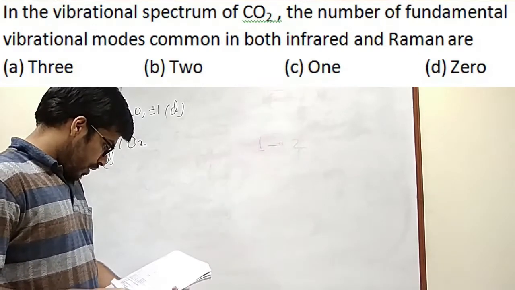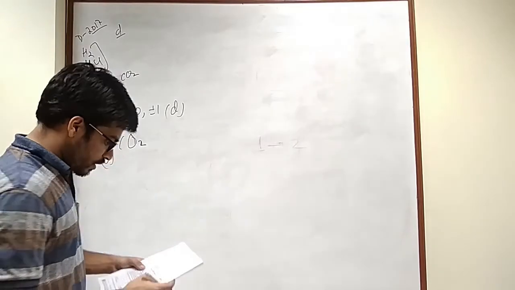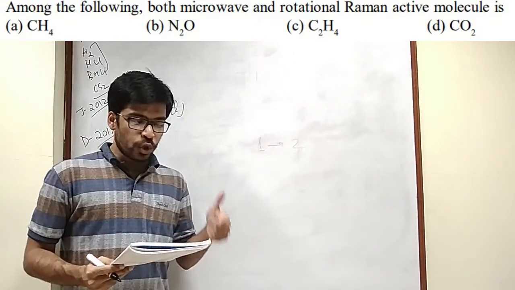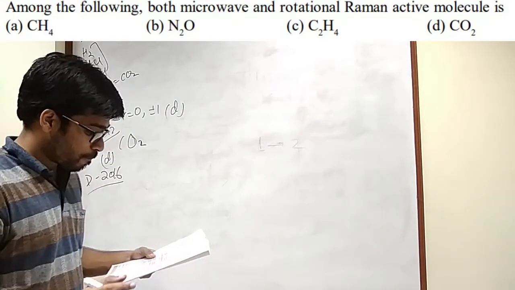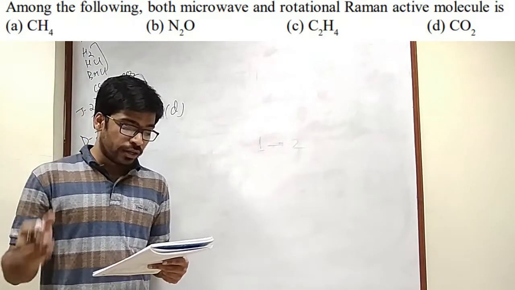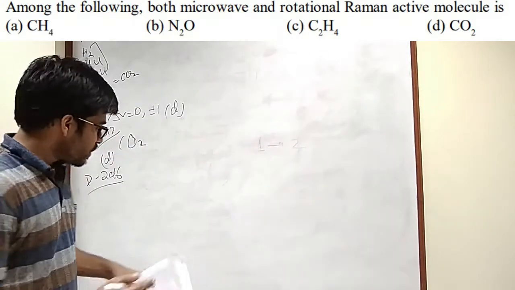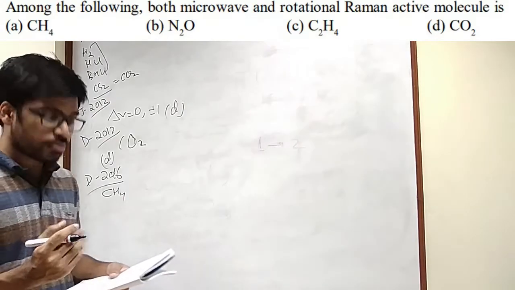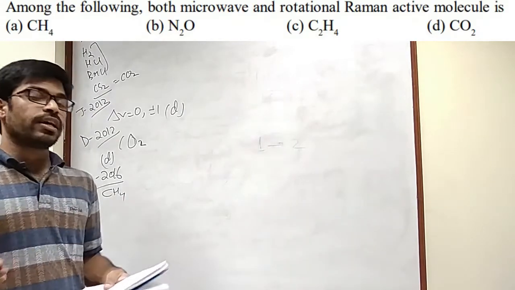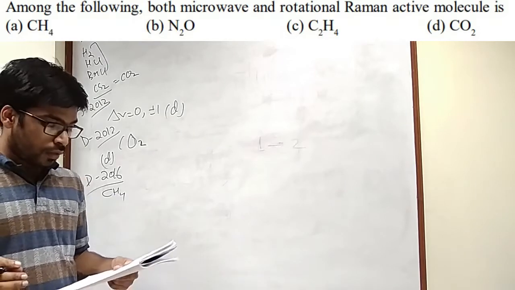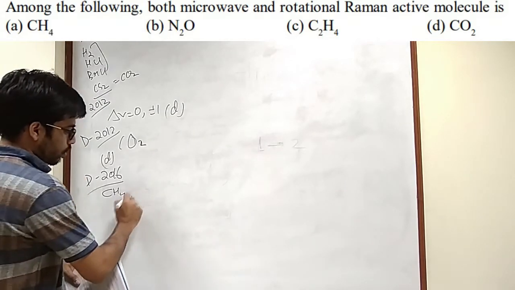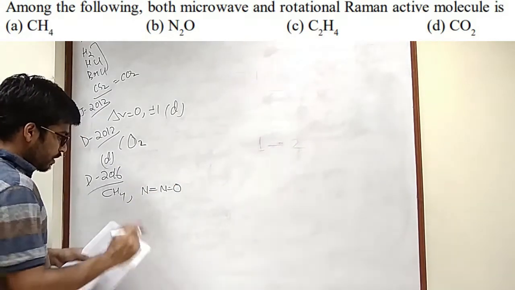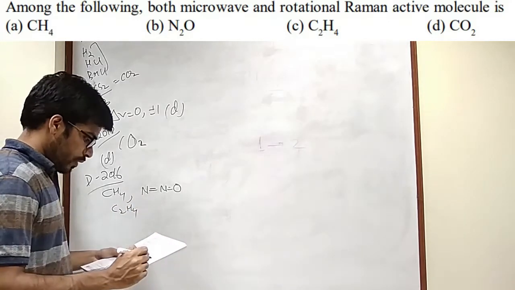The next question is from December 2016. It says, among the following, the molecule that is both microwave and rotational Raman active is. We have CH4. This question should not have been part of this lecture, but I'm still going to discuss it because I missed it in the last lecture. CH4 is spherically symmetric, so there is no change in polarizability. Then N2O, then C2H4, then CO2.